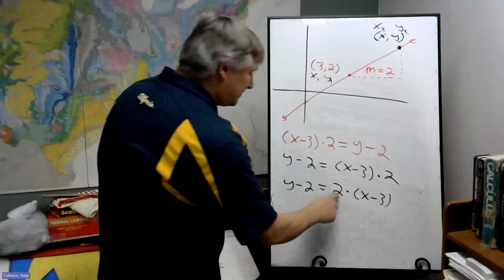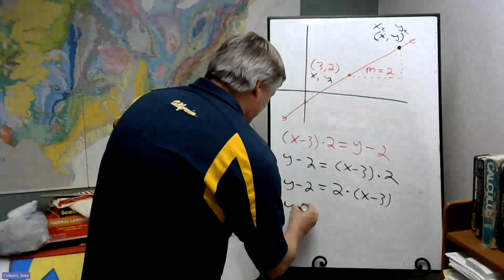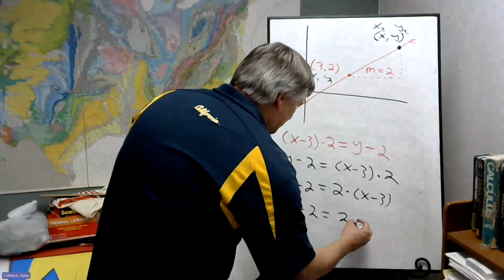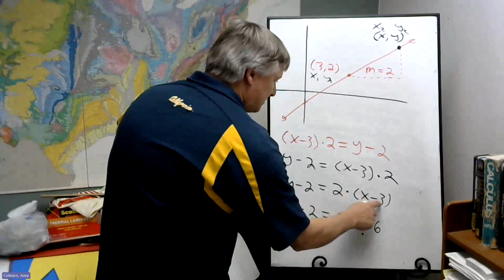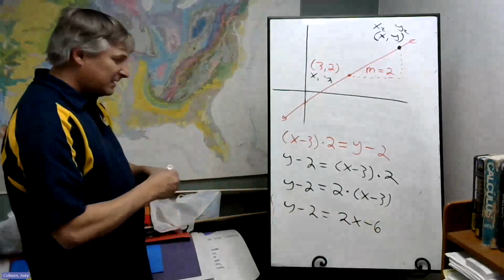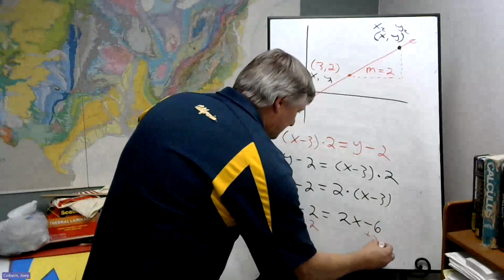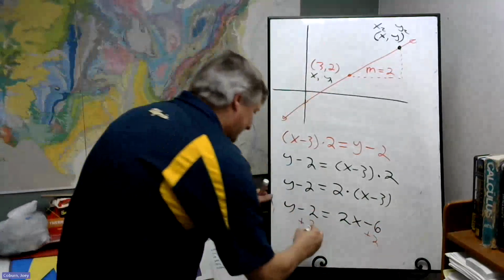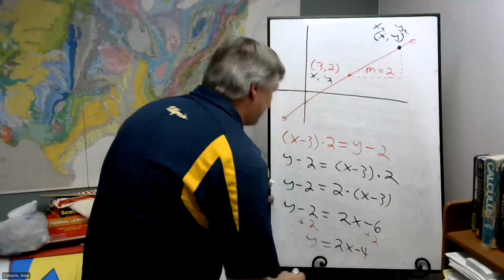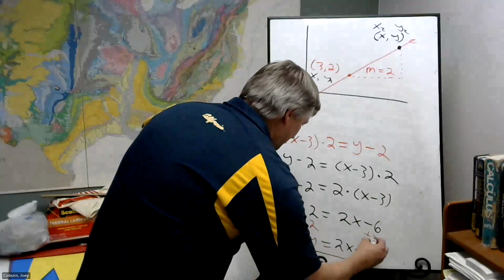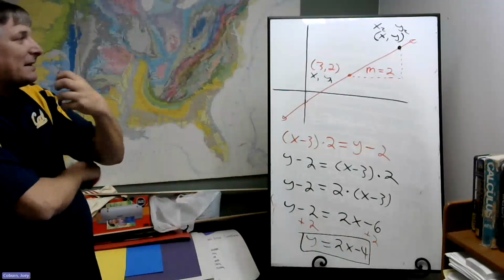Lastly, we just need to distribute the 2 to the x and the 3. Almost lastly, we'll get 2x minus 6. 2 times x is 2x. 2 times minus 3 is minus 6. Lastly, add 2 to both sides. And we get the formula y equals 2x minus 4. And that's it.